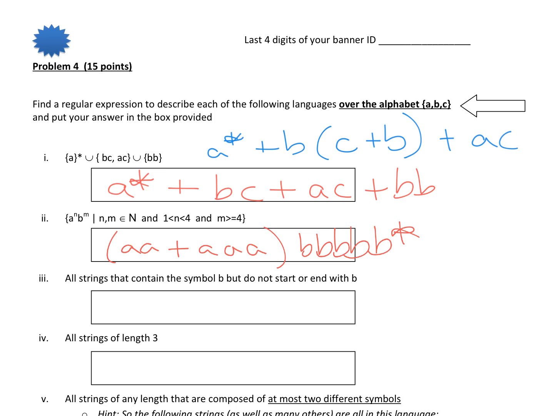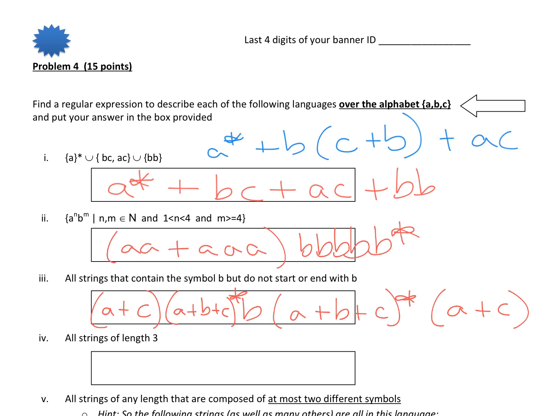All strings that contain the symbol B but don't start or end with a B. So they have to have a B somewhere. They have to start with either an A or a C. And then after that, they can have as many A's, B's, and C's as they want. So you could have A plus B plus C star, as long as you have a B. And then again, after that, as many A's, B's, or C's as you want, as long as we end with an A or C. So that was what I was looking for.